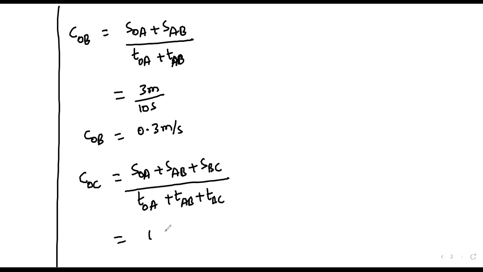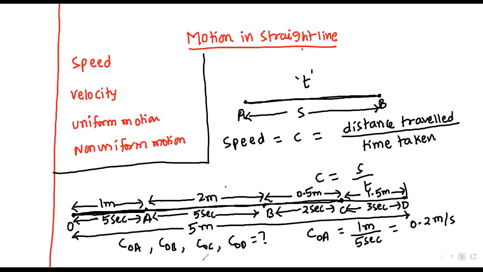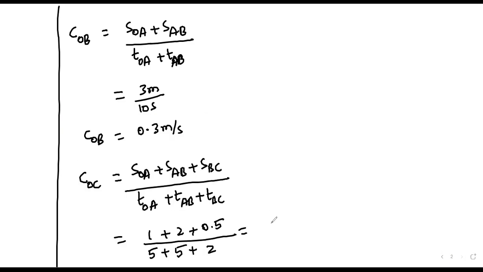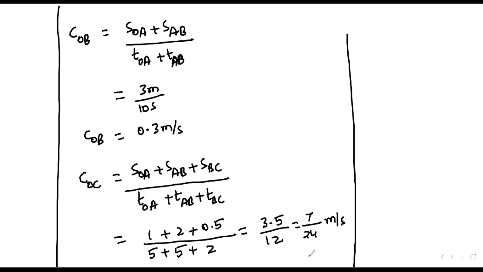Okay, that is 1 plus 2 plus 0.5 by 5 plus 5 plus 2 seconds. That is nothing but 3.5 by 12, approximately 7 by 24. Now, 7 by 24 will come around 0.28. 24 threes are 72. Around 0.3 we will get, or around 0.28, like that.